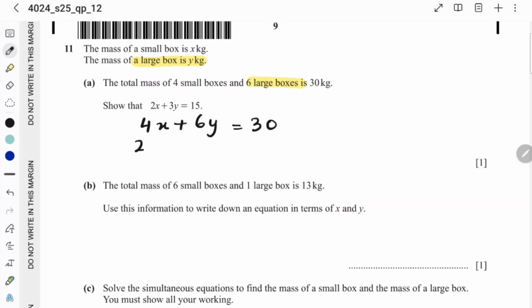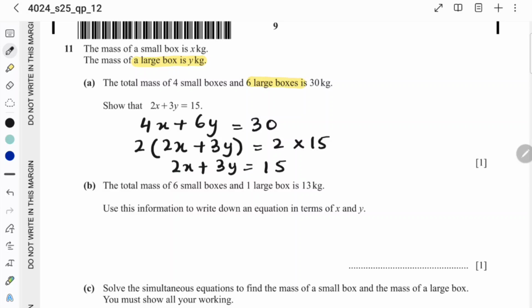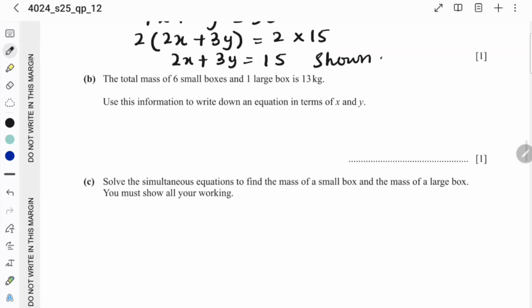So simply just take 2 common. 2 times 2 is x plus 3y. 2 times 3 is 6 and 2 times 15 is 30. So cancel the 2's. 2 upon 2 also you can do. So 2x plus 3y equals 15 is the answer for this question, shown. Alright, part B: the total of 6 small boxes and 1 large box is 13 kg. Okay, use this information to write down an equation in terms of x and y.